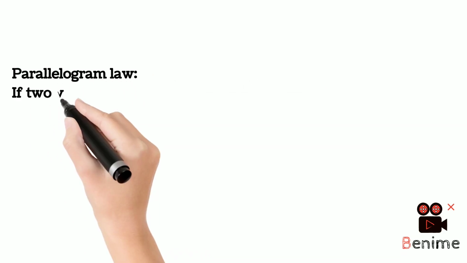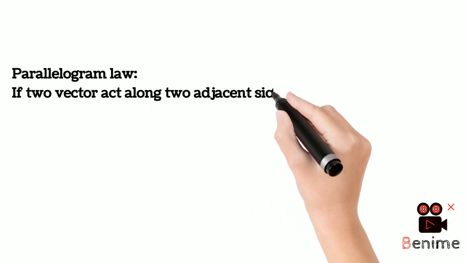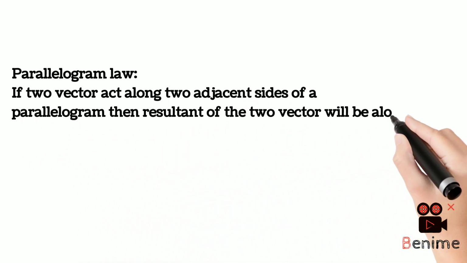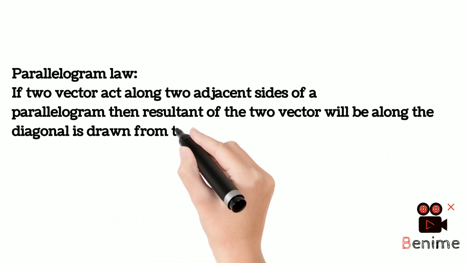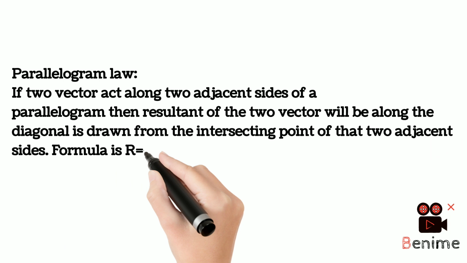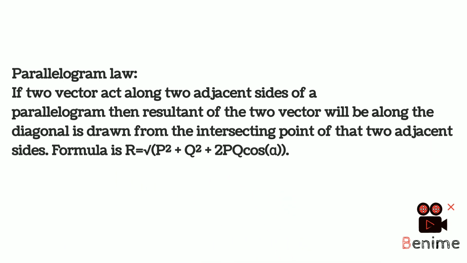Parallelogram law. If two vectors act along two adjacent sides of a parallelogram, then the resultant of the two vectors will be along the diagonal drawn from the intersecting point of those two adjacent sides, and its formula is R equals square root of P squared plus Q squared plus 2PQ cos alpha.